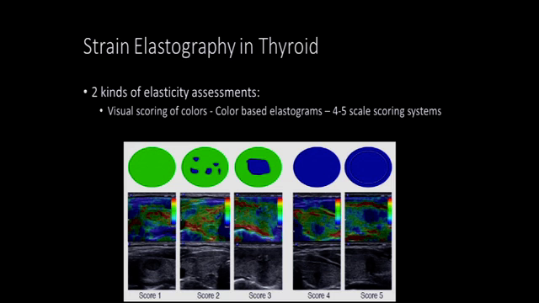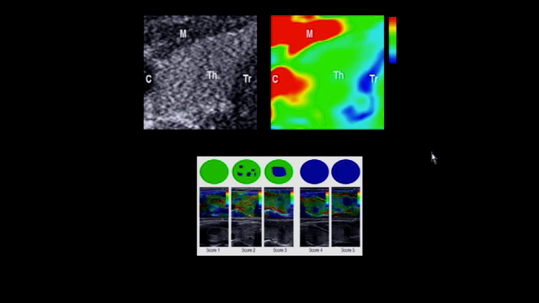In terms of strain elastography, there are two kinds of elasticity assessment: either visual scoring of color, that is color-based elastograms with 4 or 5 scale scoring systems. For example, in this case, 5 scoring systems were used, so score 1 to score 5, right from blue to green, with increasing amounts of green as we go towards the softer lesions and increasing amount of blue towards harder lesions. This is an example.